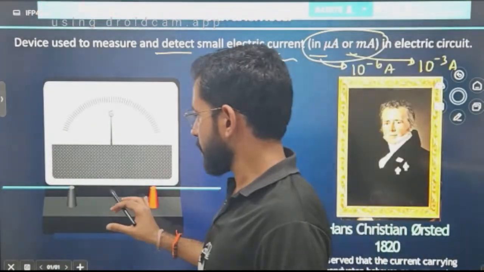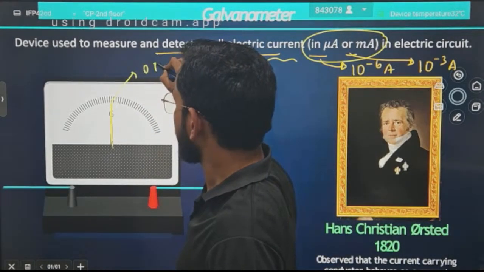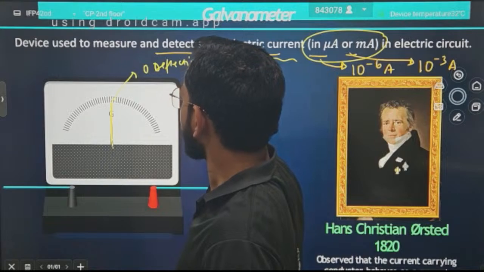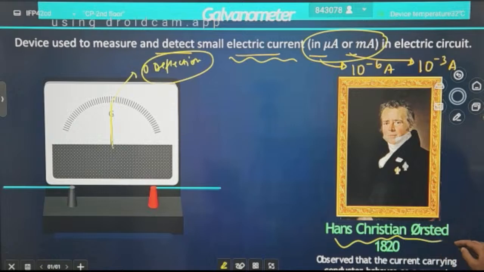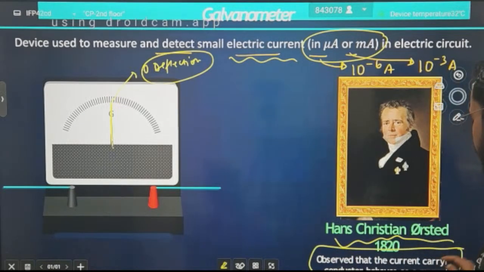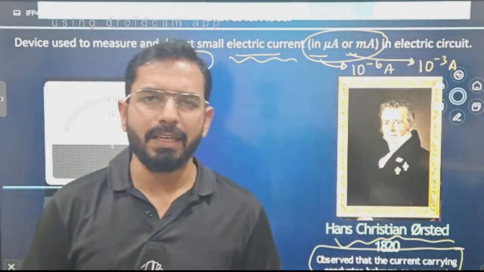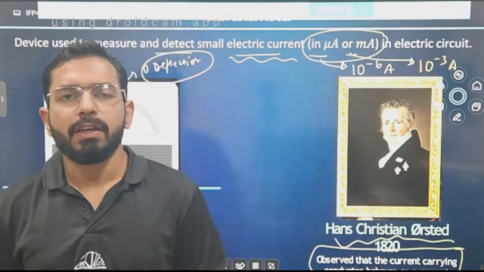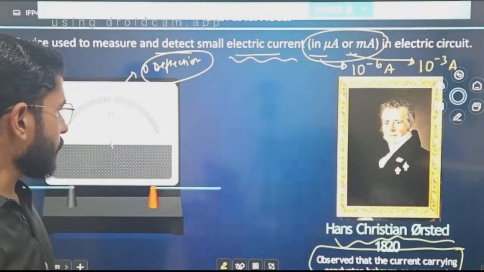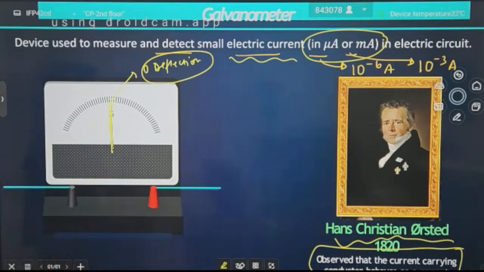This is a galvanometer as represented here, and this is the needle. At this moment there is zero deflection, which means the current detected by the galvanometer is zero. Who invented it? There was a scientist, Hans Christian Ørsted, who observed that a current-carrying conductor behaves as a magnet, and he actually defined the galvanometer. What is the internal mechanism? We will understand it better in the moving coil galvanometer, the concept of a magnetic field. As of now, just understand that if there is a current, this needle will show deflection in the galvanometer.